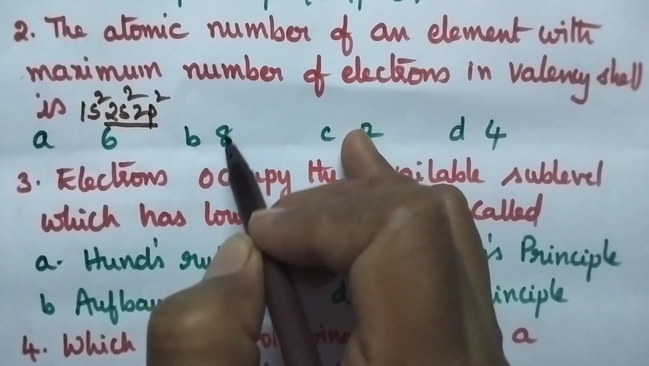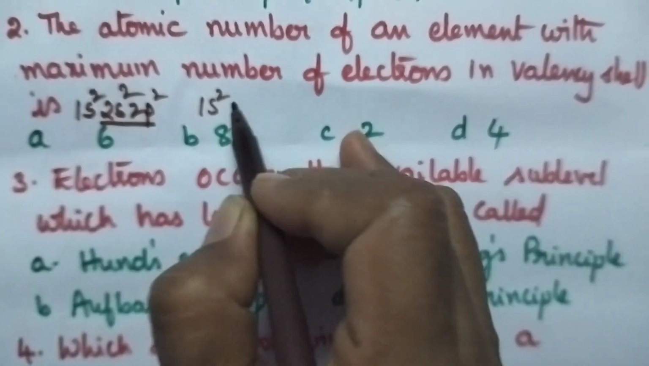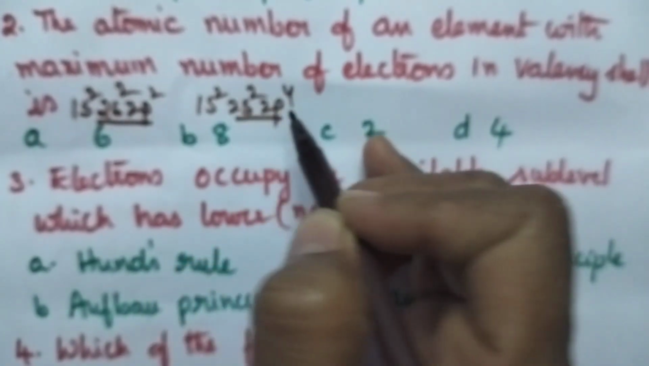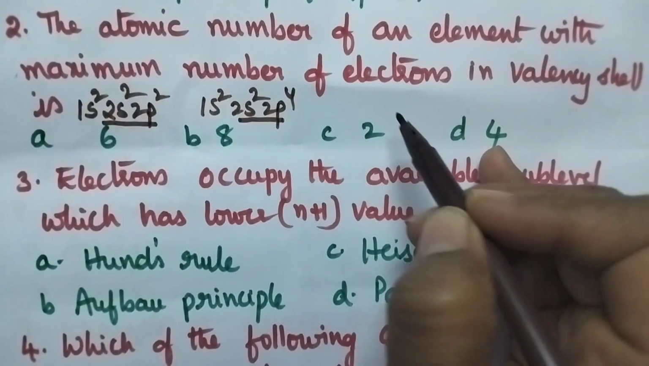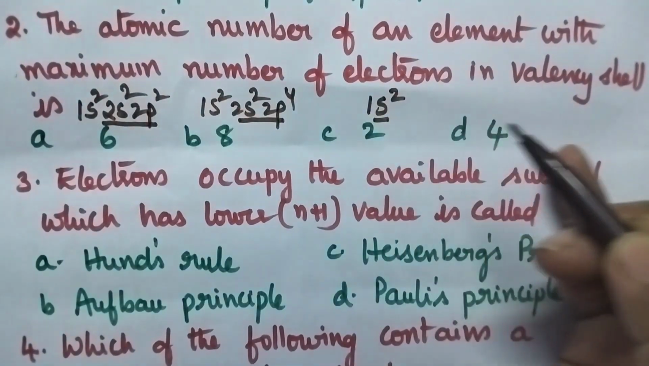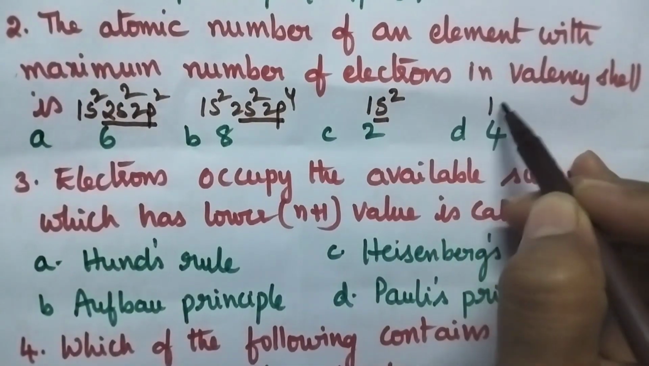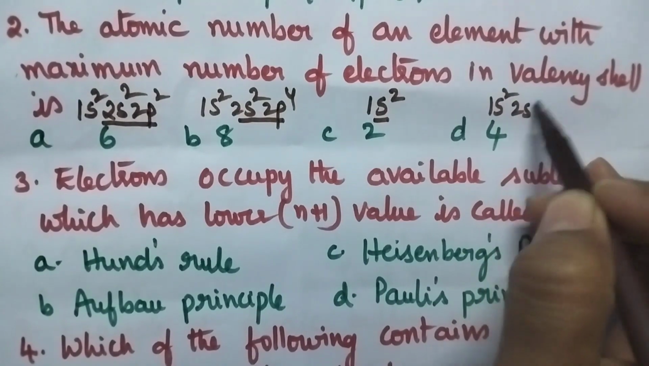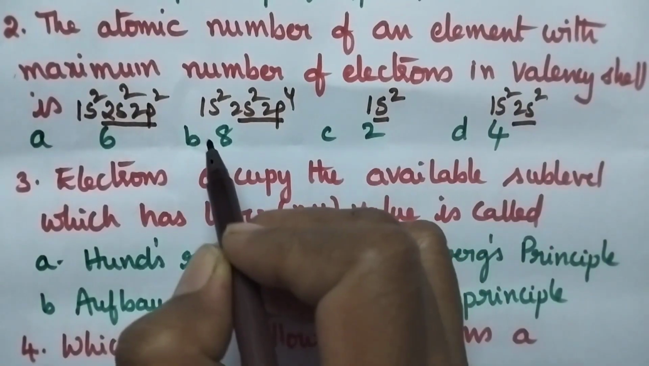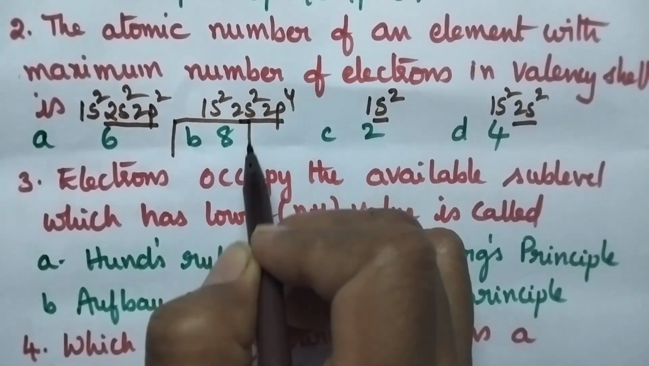Coming to option B, it is 8. That means 1s2, 2s2, 2p4. Hence 6 electrons are present in the valence shell. 2 means 1s2, so 2 electrons are present in the valence shell. 4 means 1s2, 2s2, only 2 electrons are present in the valence shell. Hence the right answer is option B, 8.